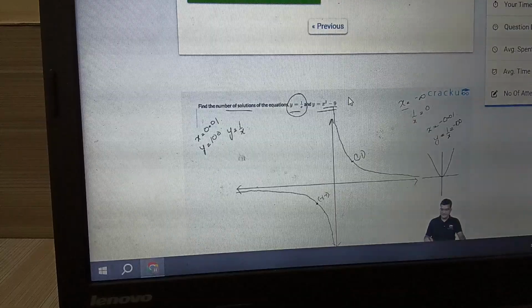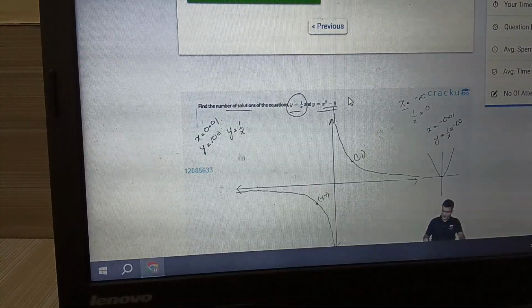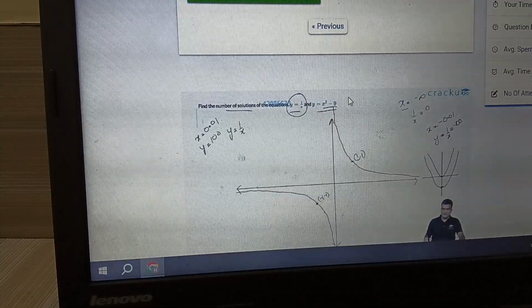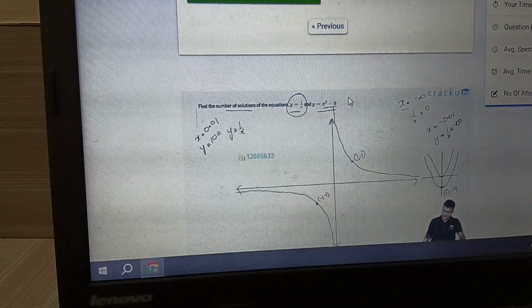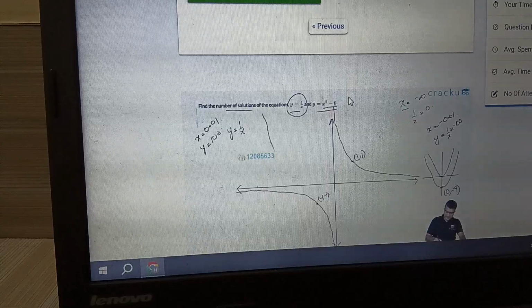But when you are writing y is equal to x square minus 9, you have to just pull the graph 9 units below. So it will be something like this. And it will intersect the y-axis at the point 0, minus 9. This is the graph of y is equal to x square minus 9. So it will look something like this.